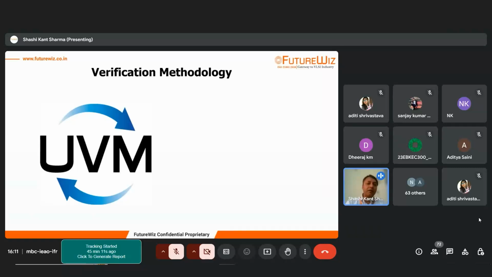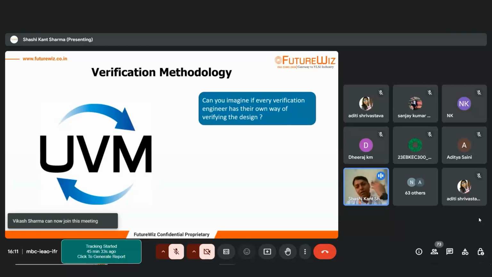So UVM is one of them. Earlier the people were using their own methodologies like OVM, RM, ERM, VMM, and so many things. But nowadays adoption is towards UVM. It's a very powerful methodology which has a lot of ready-made things and a set of rules that are to be used, right?